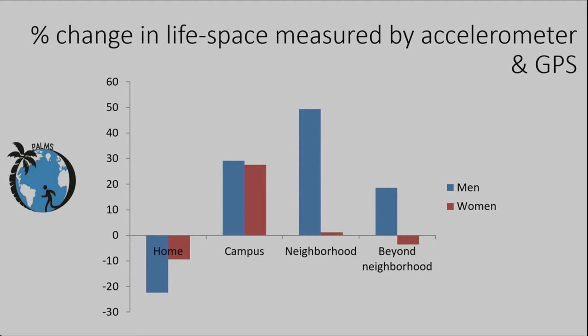Lifespace has been shown to be related to mortality as well. So that's basically, have you left your bedroom? Have you left your house? Have you left your porch? Have you left your garden? Have you left your neighborhood? So where are you going? Or are you really homebound?